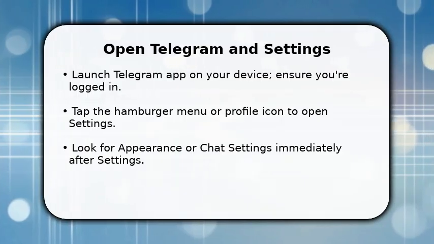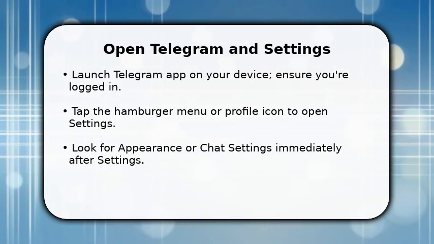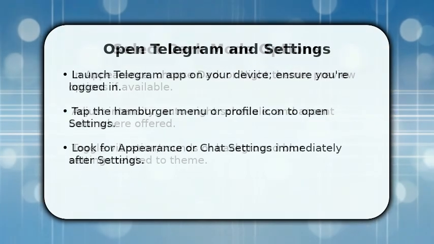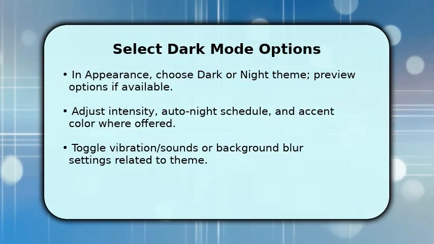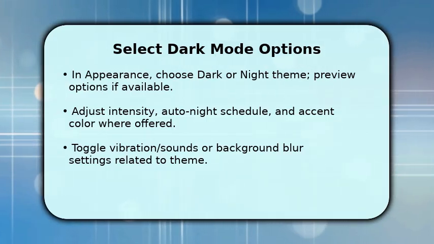Make sure your app is up to date so the appearance options match what I describe. If you see different labels, look for themes instead and tap to continue with the next steps. Once inside Appearance, select Dark or Night to apply a dark theme immediately, and take a quick preview so you can compare contrast and readability.